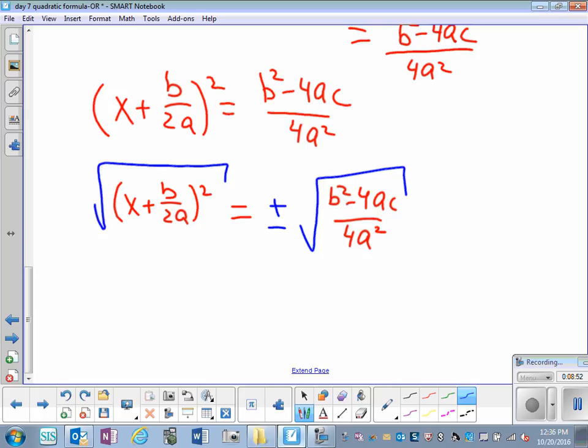Because this is the square root of a fraction again, I can separate. I can have the square root of the numerator divided by the square root of the denominator, correct? So that's what I'm going to do. My plus minus over here, and then the square root of b squared minus 4ac divided by, and then the square root of the denominator is what? Square root of 4a squared. 2a, correct. So that's just 2a. Very good.